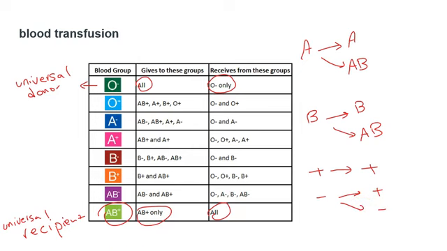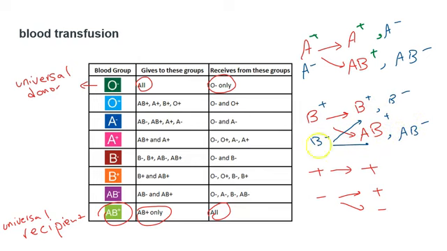So if your blood type is A positive, you can only donate to A positive and AB positive. If you are A negative, you can donate to A positive, A negative, AB positive, and AB negative. And also for B: if you are B positive, you can donate to B positive and AB positive. But if you are B negative, you can donate to B positive, B negative, AB positive, and AB negative. Okay, so that is the easy way to remember.